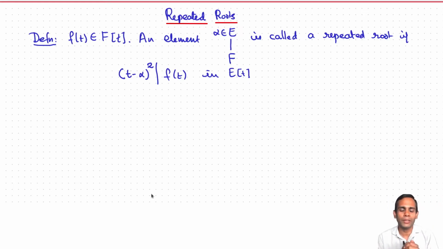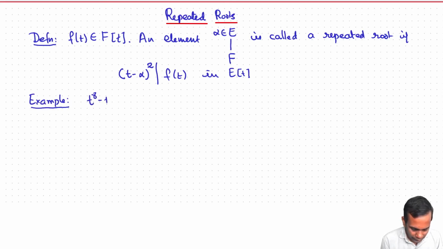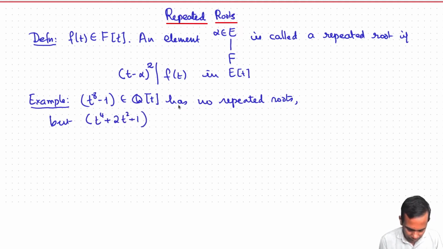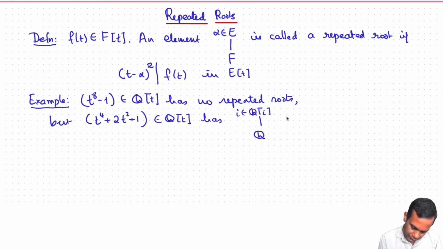We've already seen that given any polynomial, we can always construct a field in which it can be written as a product of linear factors. So you could, for example, work in that field. Okay, so let's just look at an example. Last time we analyzed quite thoroughly the polynomial t to the power 8 minus 1 in Q[t]. This has no repeated roots. But the polynomial t to the power 4 plus 2t squared plus 1, let's say this also in Q[t], has an element i in Q adjoin i over Q as a repeated root.